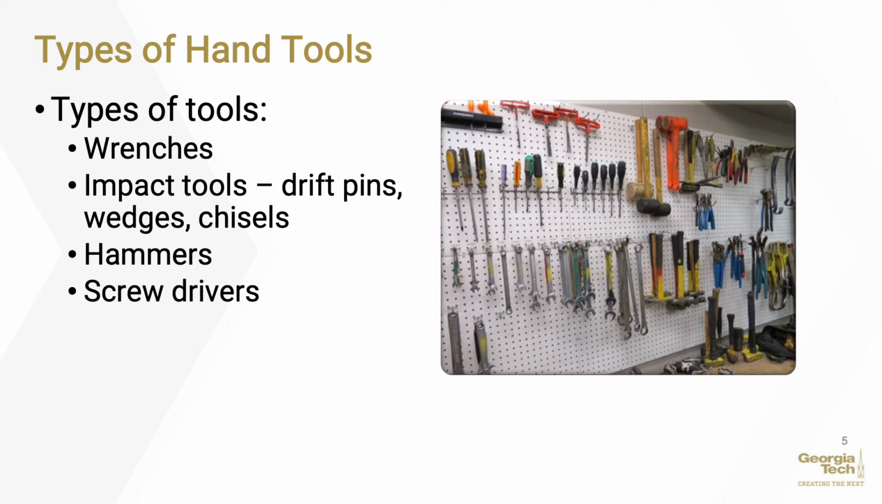Types of hand tools that are commonly found on production sets include wrenches, impact tools such as drift pins, wedges, and chisels, hammers, and screwdrivers. Think about some hand tools that you use on your set.